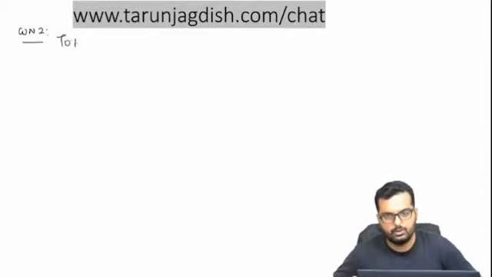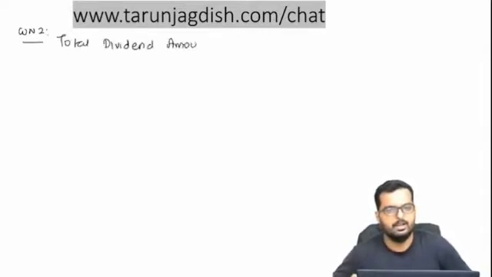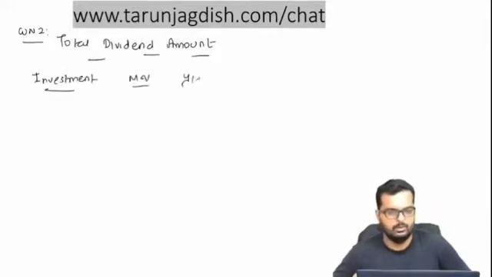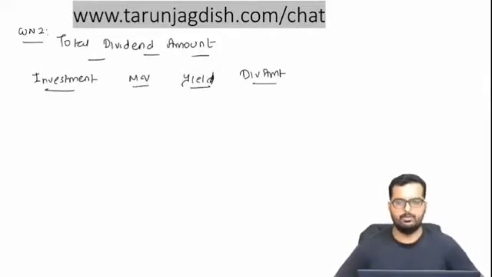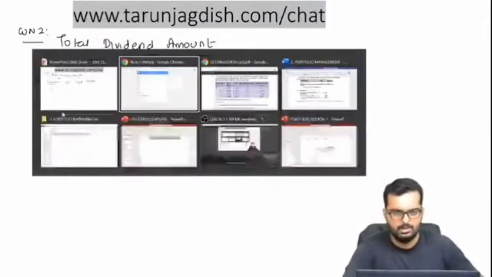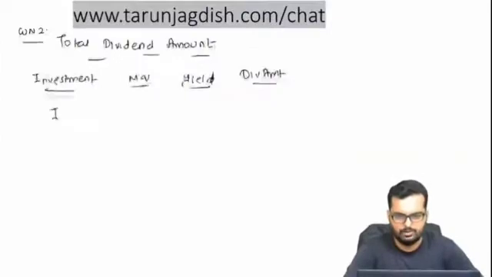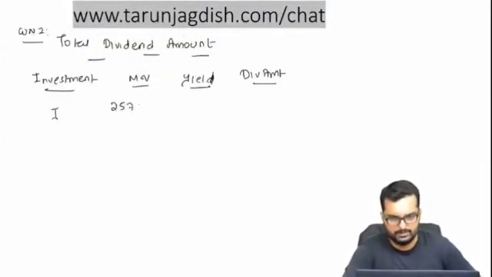I can find out the total dividend amount. The total dividend amount will again be investment, market value, dividend yield. From this we can find out the dividend amount. So first, for example, I will go Roman number 1. What is the market value that we have found out over here? Is it turning out to be 2,57,400?